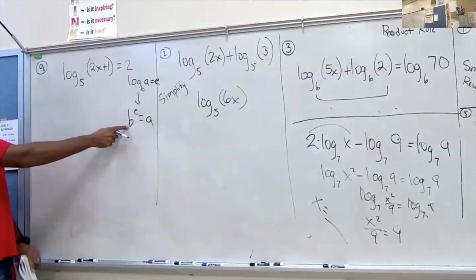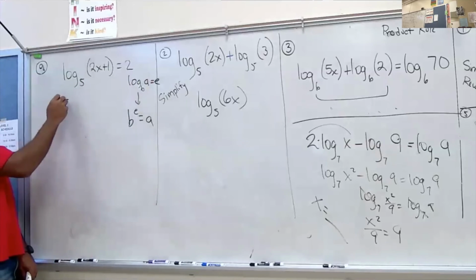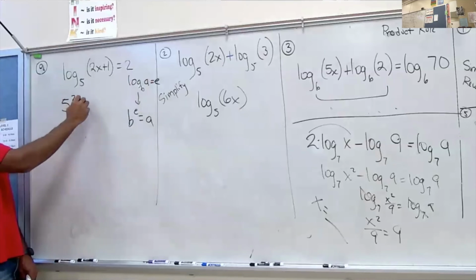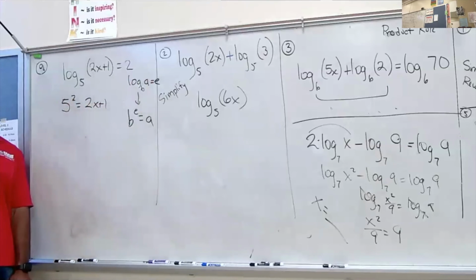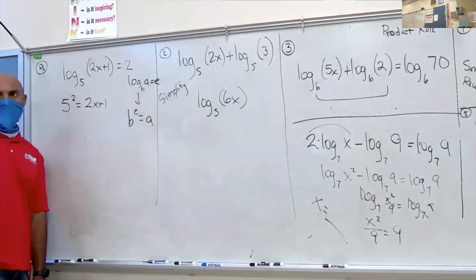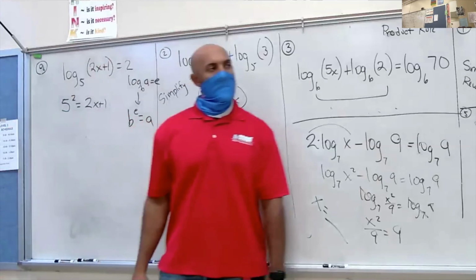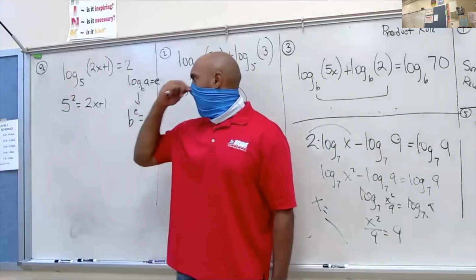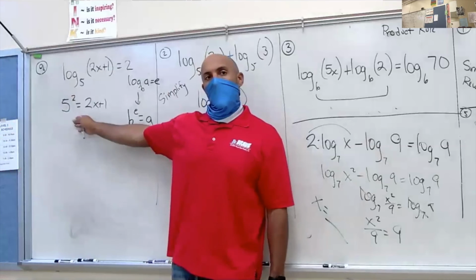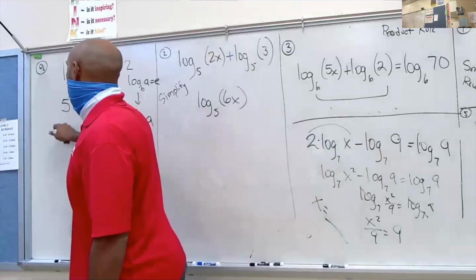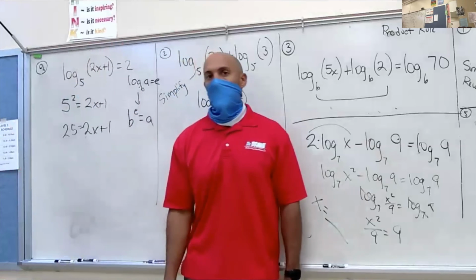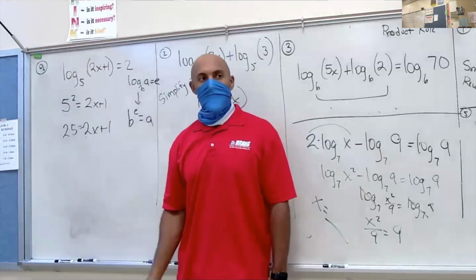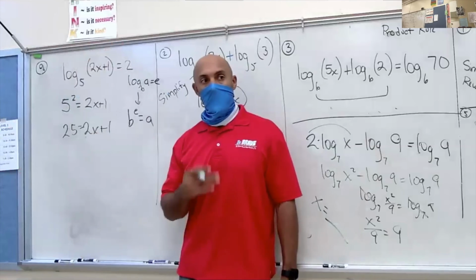Start with the b. What's the b up here? 5 to what power? 2. 5 to the 2 equals 2x plus 1. First step to solving that: what should I do here? 5 squared is 25. Now you should be able to solve that. It's just a simple linear equation now. Subtract the 1, divide by 2.